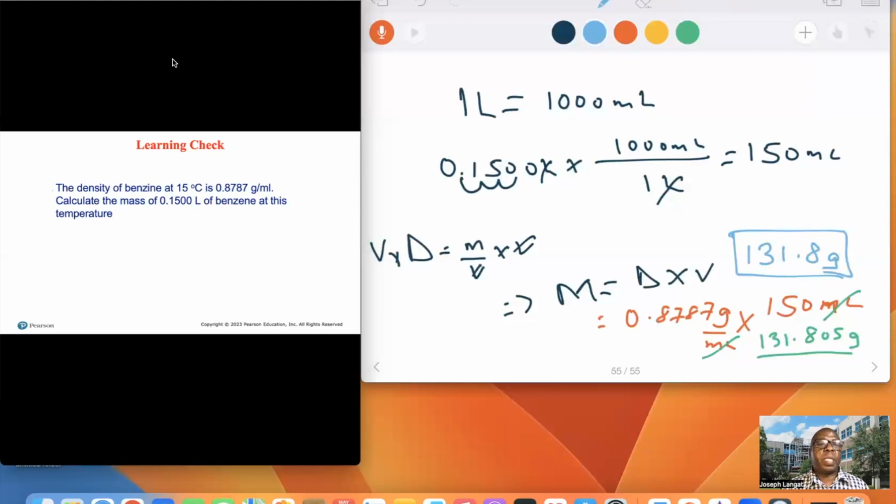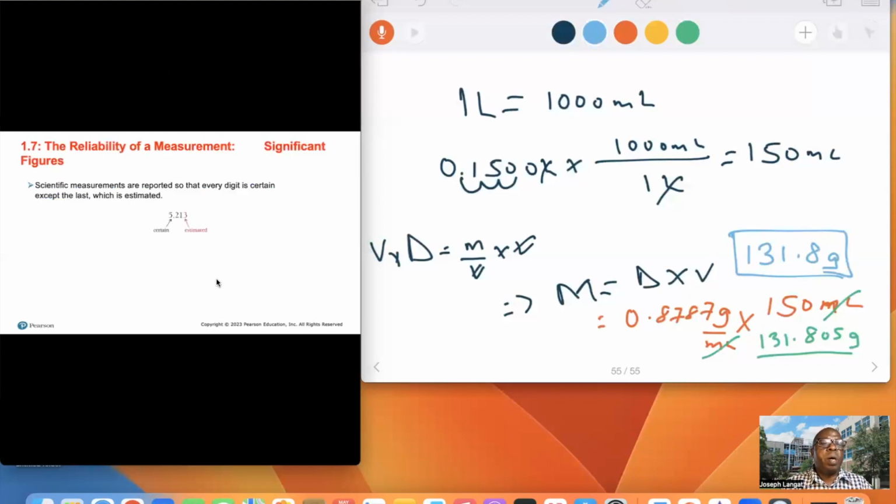Take-home message from this learning check is pay attention to the units. Don't just plug in the values and say this is going to work. When you do the Alex assignment, you may come across a problem where you need to change the units first before you apply them in your calculation.